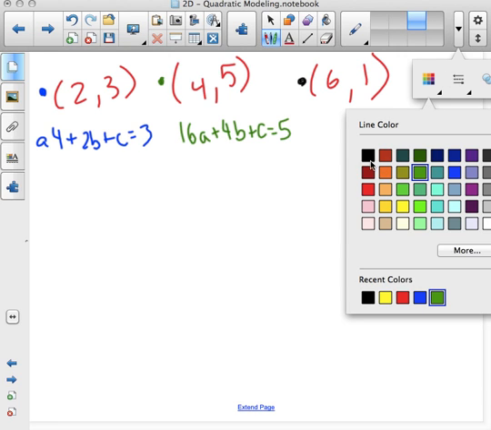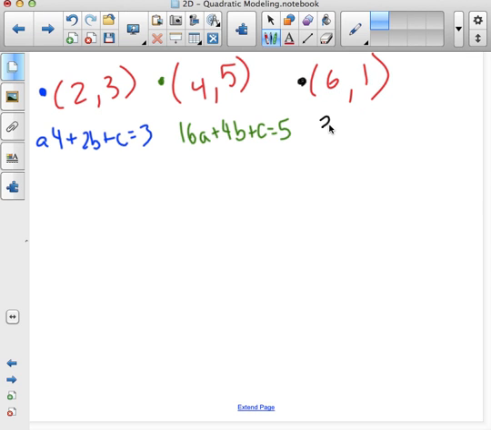All right, and now for the standard equation for this one with the 6, 1. So A times 6 squared, so that's 36A, plus B times X, so 6B, plus C equals 1.